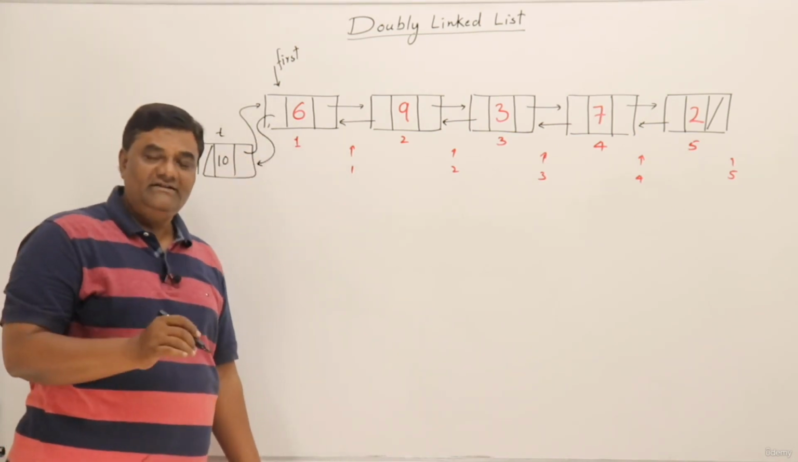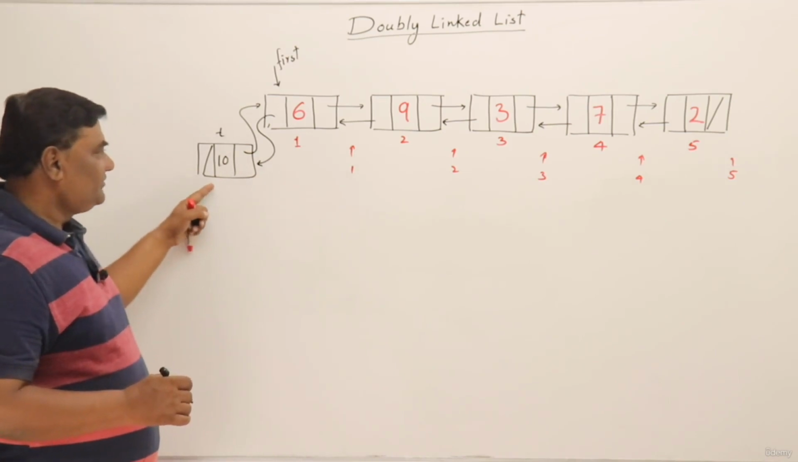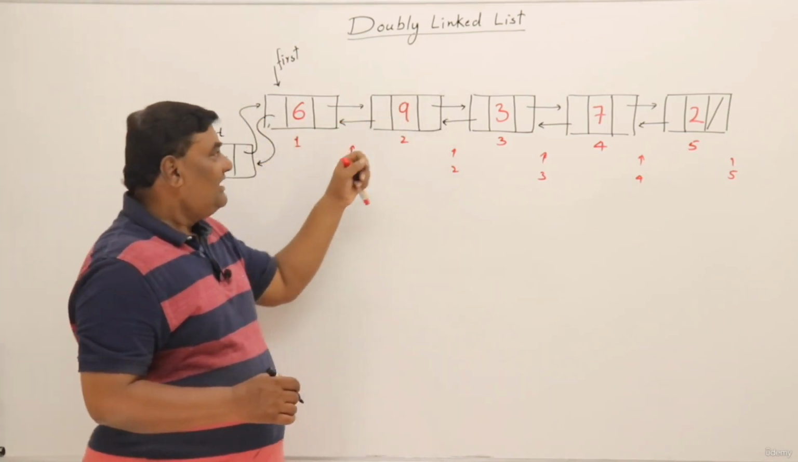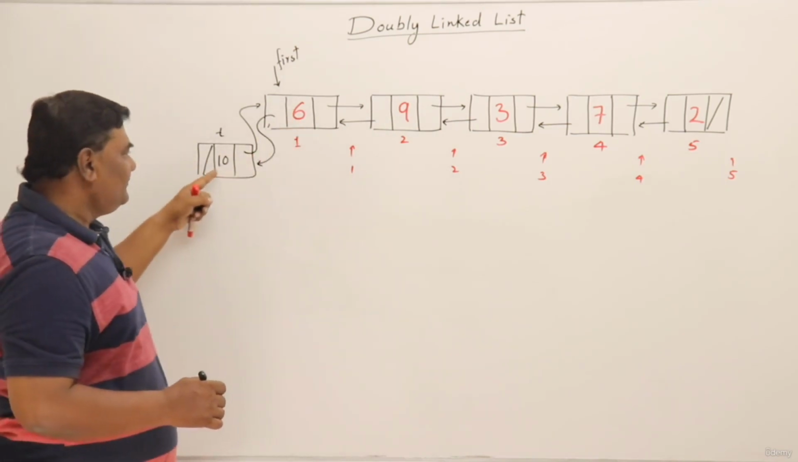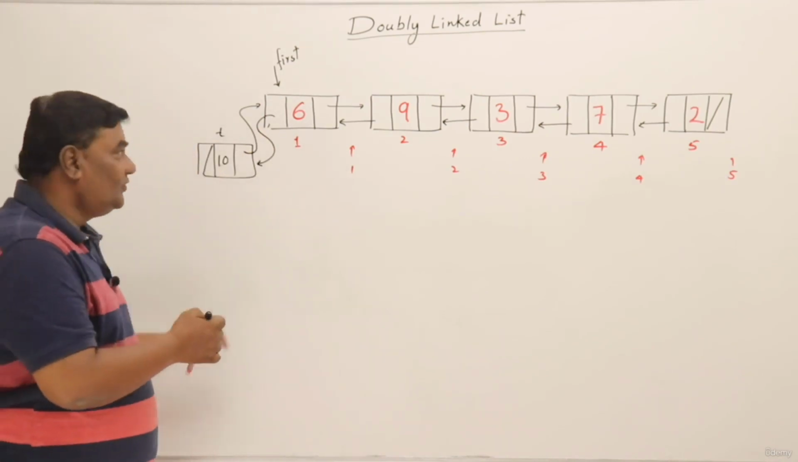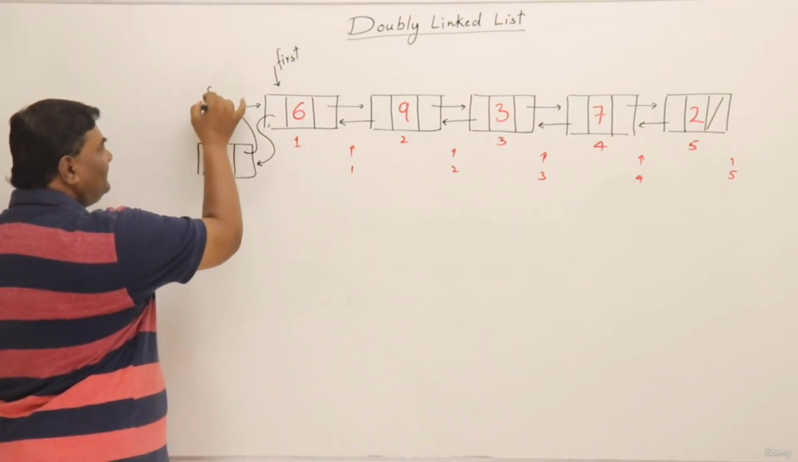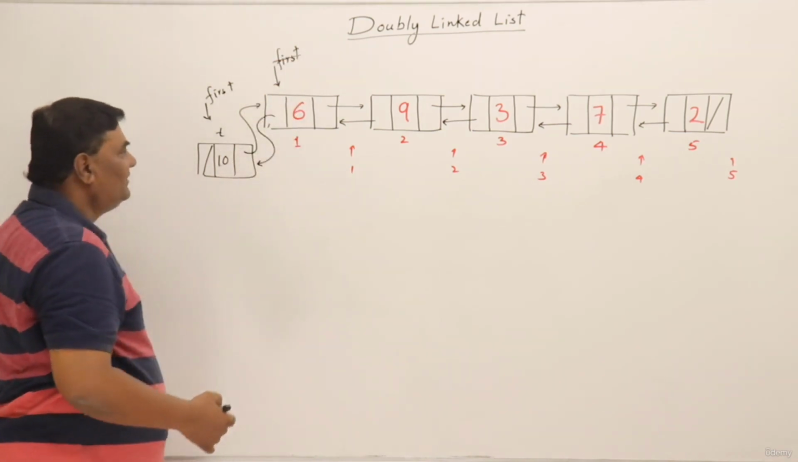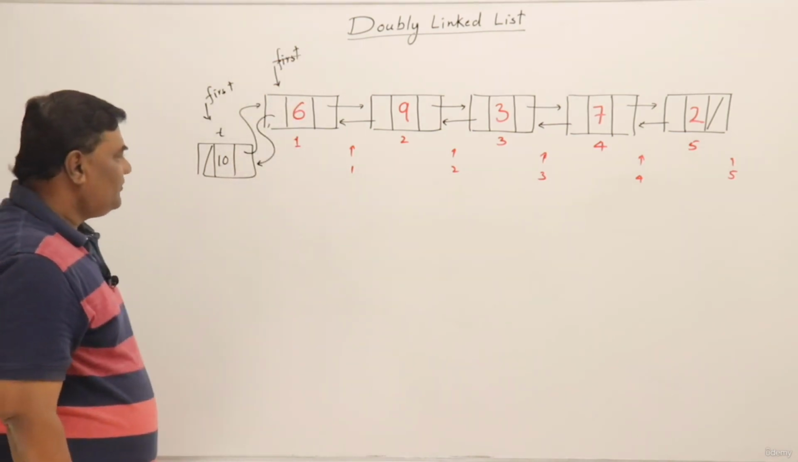Then after modifying 3 links, this has become a first node. 10 is the first node. From 10 you can go to 6, 9, 3, so on. Or from 6, if you come back, you can come on 10. So I should bring that pointer first upon this new node. So bring the pointer first upon new node. So move first from here. So these are the steps I have to perform.